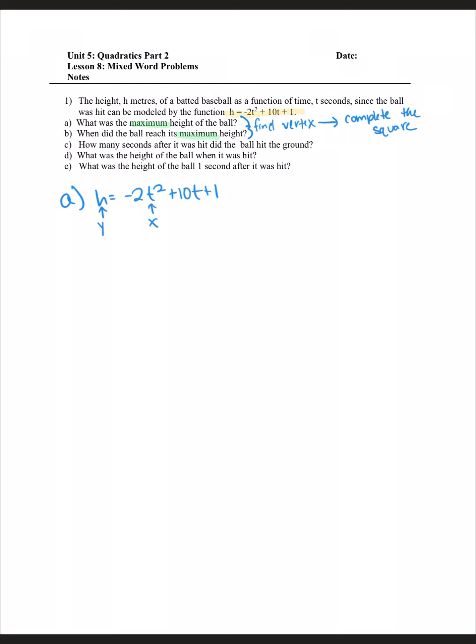So we'll start by completing our square. To complete our square, we need to factor out that negative 2 just from my first two terms. So we'll have t squared minus 5t inside that bracket. Okay, from there, we're going to take our second term, and we're going to halve and square it. So we're going to take 5 divided by 2 and square it. So that's going to equal 6.25. So we're going to add and subtract that inside of our brackets.